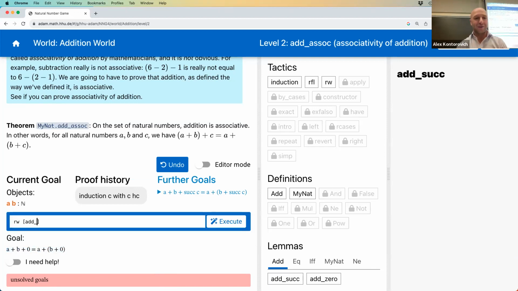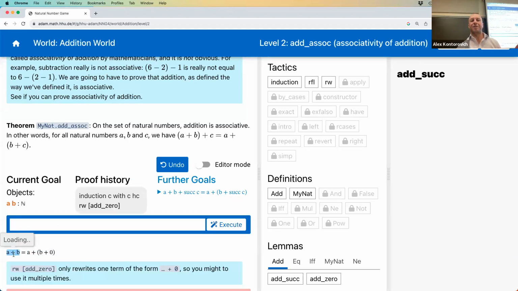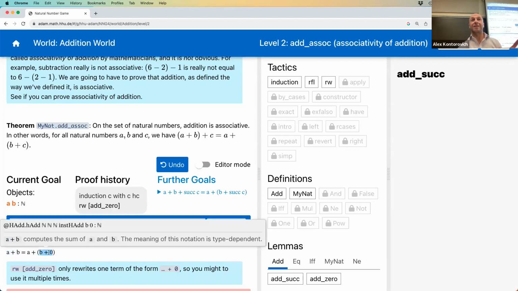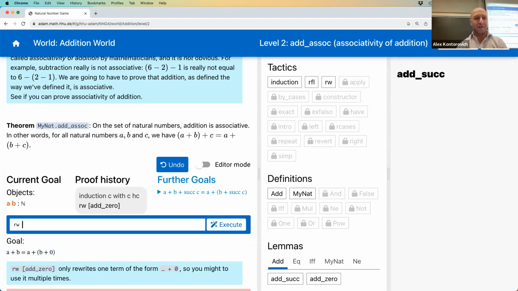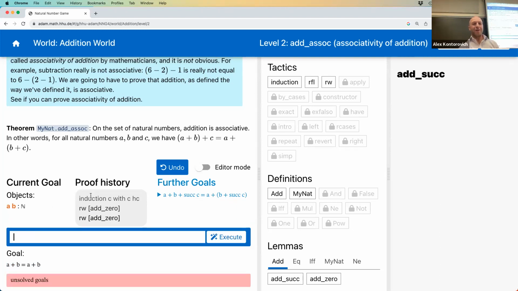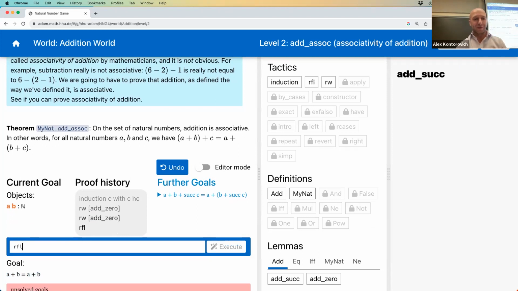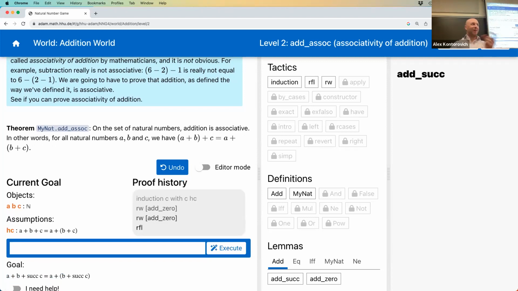If we do add_zero, I think it's just going to do the first one. Yes, it just did the first one. There's another instance of it. So we can rewrite add_zero again. I don't think it'll let us repeat. You can do repeat rw add_zero, which means it'll do it as many times as it can until it's okay. So we could have done that in one line with a comma, for example. And now it's rfl. Okay, so adding 0 on the right is associative.